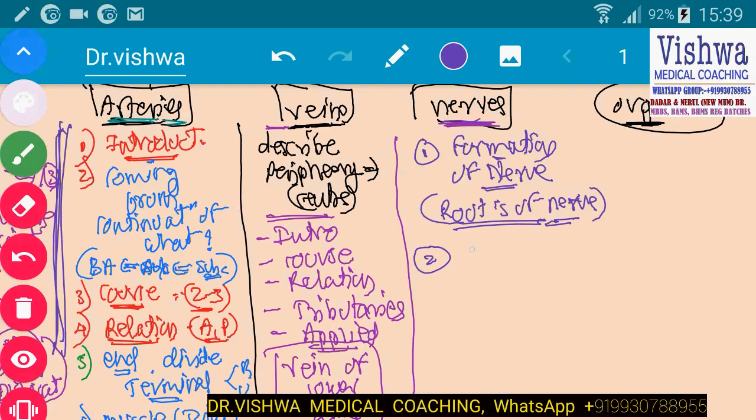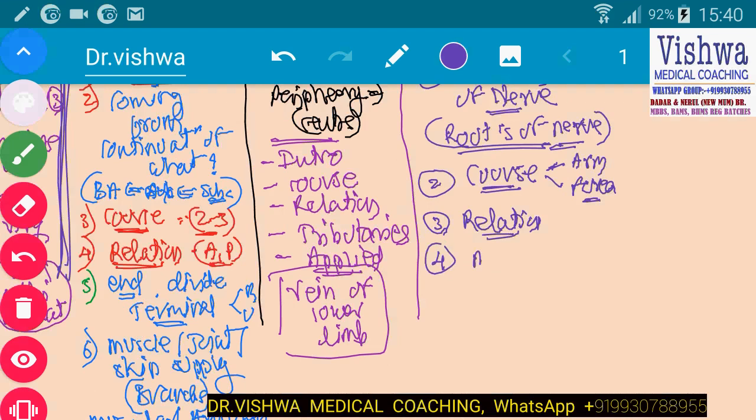Second, the course of a nerve. Where does it go from and to? Course needs to be described depending upon different parts. Like for example, median nerve in the arm, in the forearm. Sciatic nerve in the thigh, and then ending in the leg. So course. Third, relations. Fourth, which are the muscles it supplies? Like for example, median nerve is also called the laborer's nerve. Supplies all the flexor compartment of the forearm, and enumerate those muscles.